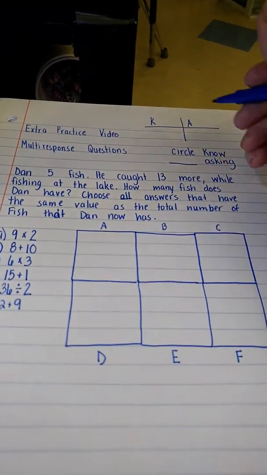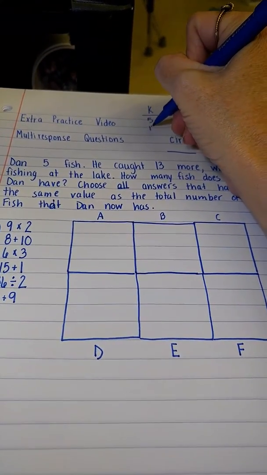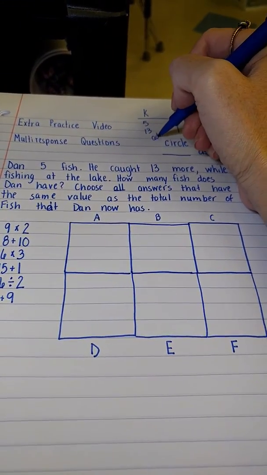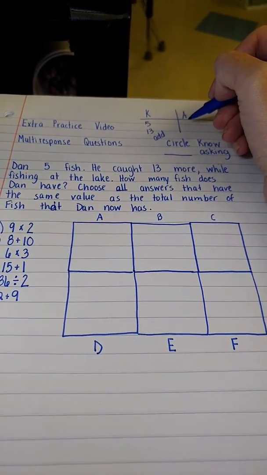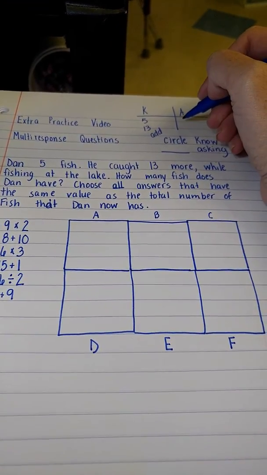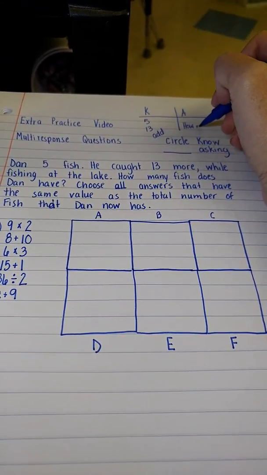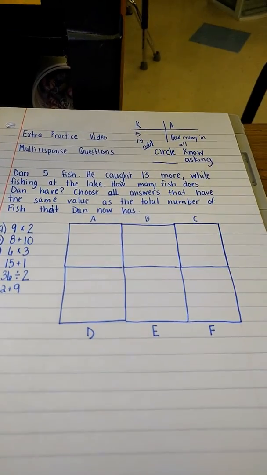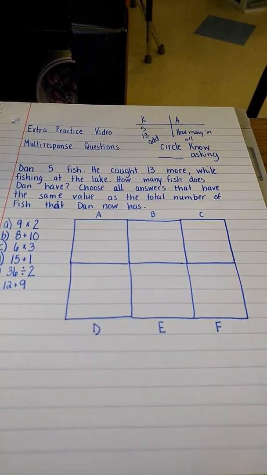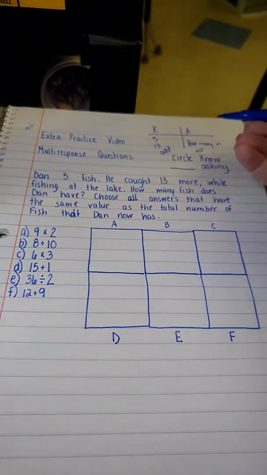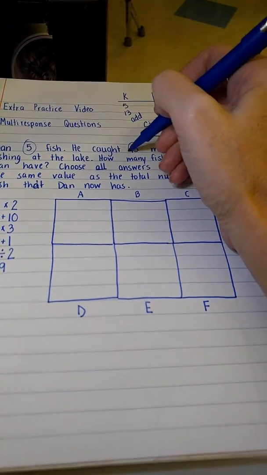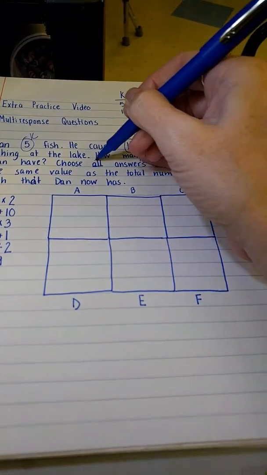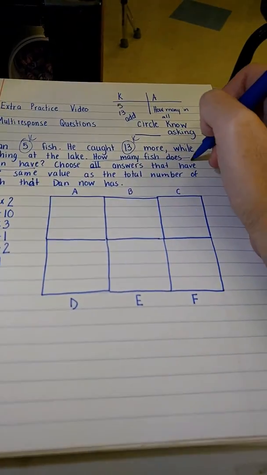So what do we know? Well, Dan has 5 fish. He got 13 more. And it says how many does he have in all, so I know that I'm adding. And then here it says how many fish in all. And so if I had access to it, I would circle, mark with a K, and underline. How many fish does he have in all? And I would mark that with an A.